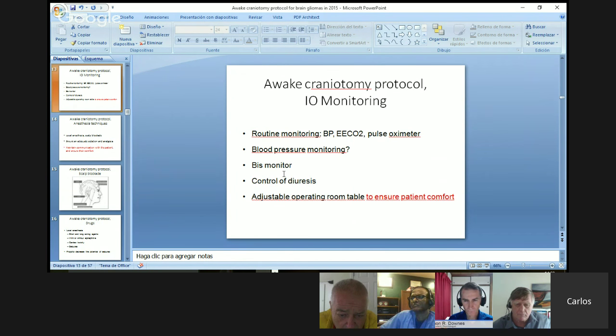During the intraoperative monitoring, we will use routine monitoring for the patient, like blood pressure, respiration, and a pulse oximeter, but we will also need to monitor the blood pressure closely and use the BIS monitor. We need to control the diuresis of the patient. And it's important to have an adjustable operating room table to ensure the patient's comfort.